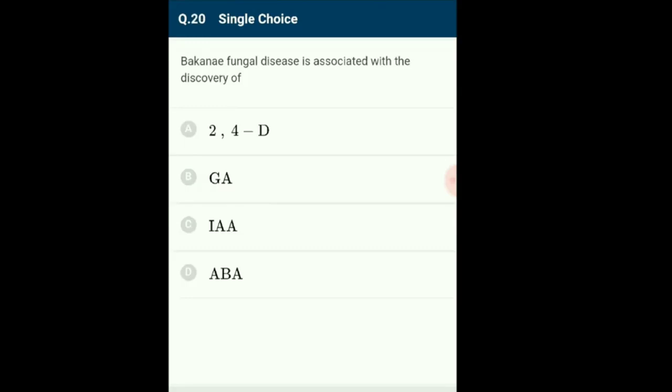Question number 20. Bakanae fungal disease is associated with the discovery of. Bakanae, or foolish seedling, was first reported by farmers in rice plants. It was found to be caused by the fungus Gibberella fujikuroi. Kurosawa reported the appearance of symptoms of the disease in uninfected rice seedlings when they were treated with sterile filtrates of the fungus. So the answer for this question is option B, gibberellic acid.